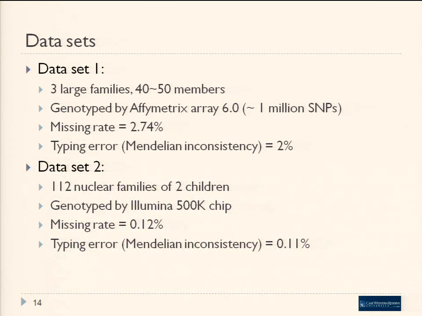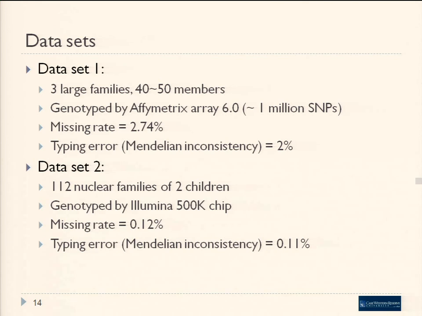So much of the family is not genotyped. The missing rate is pretty high, almost 3%. The typing error is also pretty high, 2%, and this is of low quality. We want to use this because it also shows the robustness of our algorithm. The second data set is of higher quality. It's an Illumina 500K chip. The missing rate and error rate are rather low.